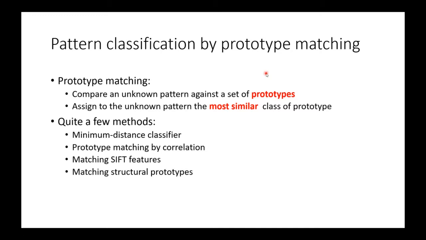Okay, so we're going to see a few examples of algorithms. There is one class of algorithms called prototype matching. It's basically defined as comparing an unknown pattern against a set of prototype figures and assigning to the unknown pattern the most similar class of prototype. It's a very, very simple idea, right?